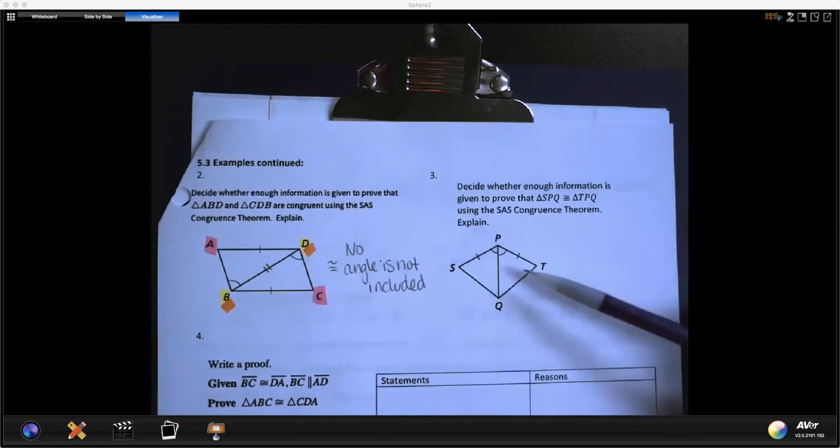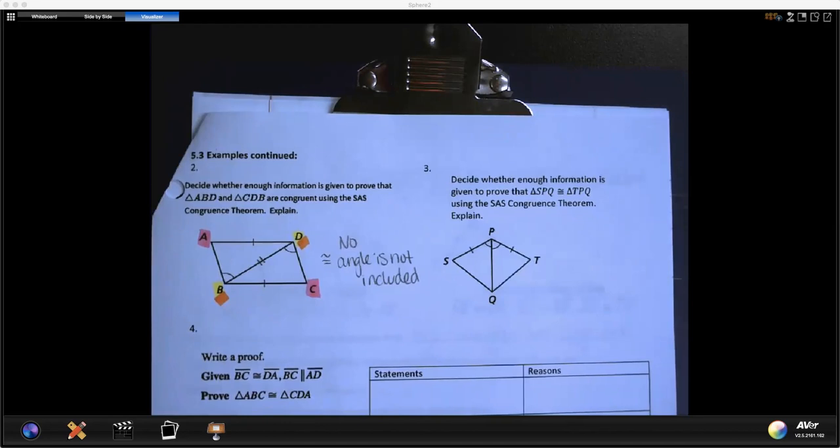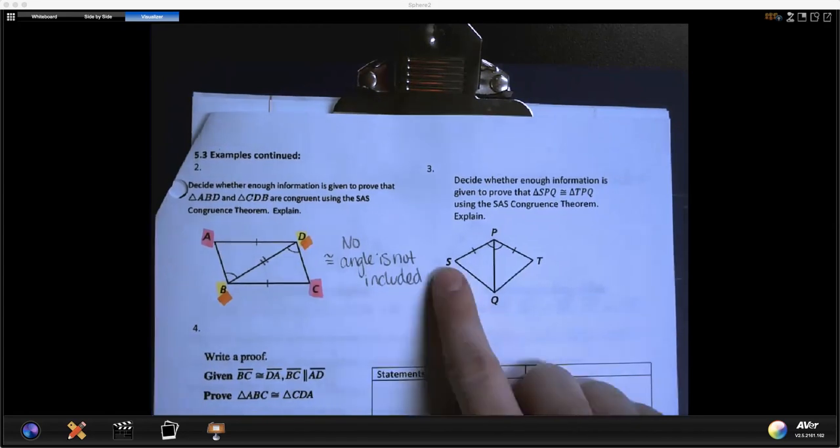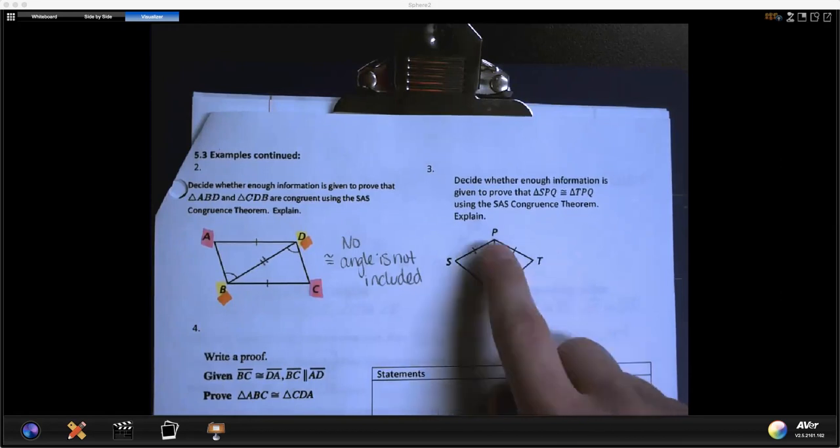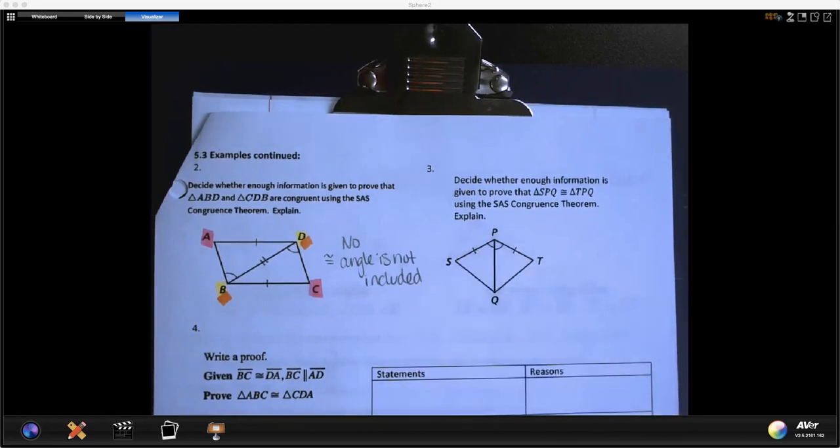Okay, let's look at 3. So we're asking the same question, basically new letters. Decide whether enough information is given to prove that SPQ is congruent to TPQ. So looking at the image, do we have enough information to identify SAS?